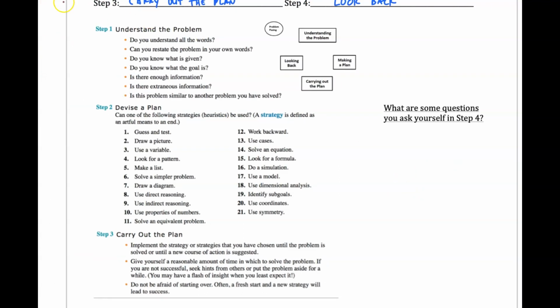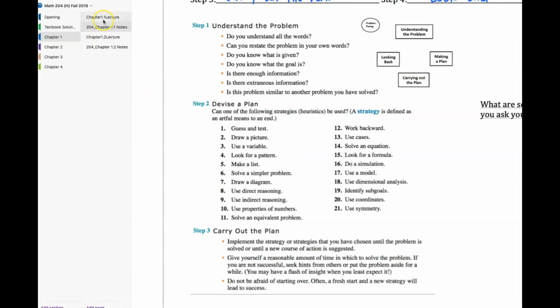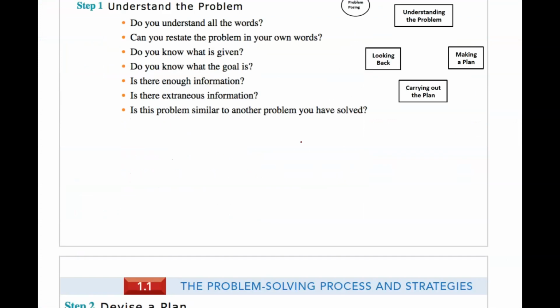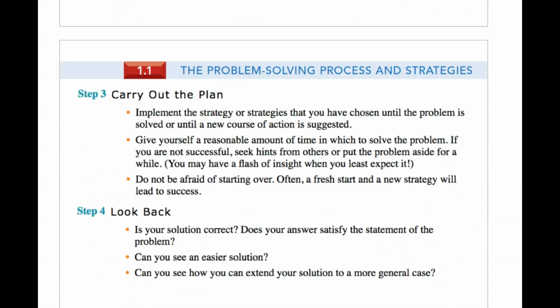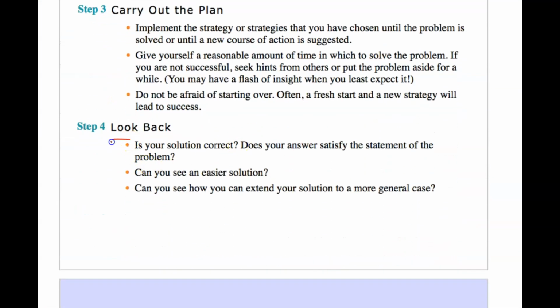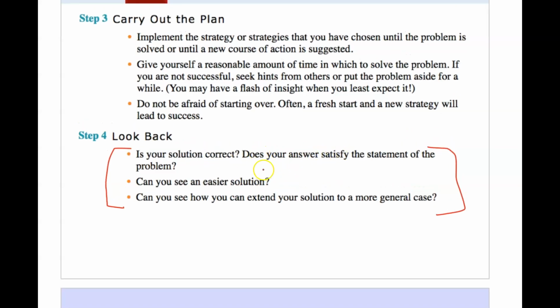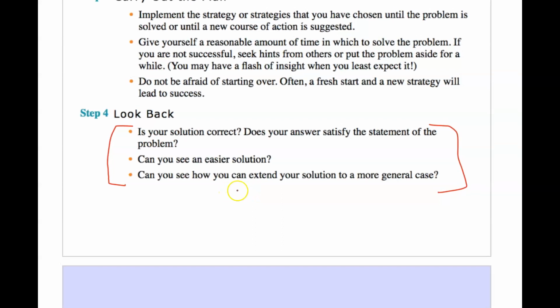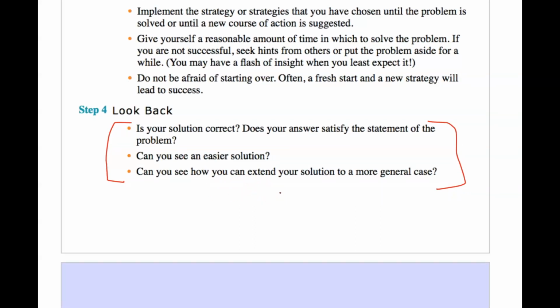To solve a problem, you go through those strategies, and then you go back and go through those steps as we're looking at that. And here are some questions that you would want to make note of. When you look back, you want to know, is the solution correct? Does it satisfy the statement of the problem? Is there an easier way to solve this potentially? Can you extend your solution to a more general case? These are some general questions you'd be asking yourself.